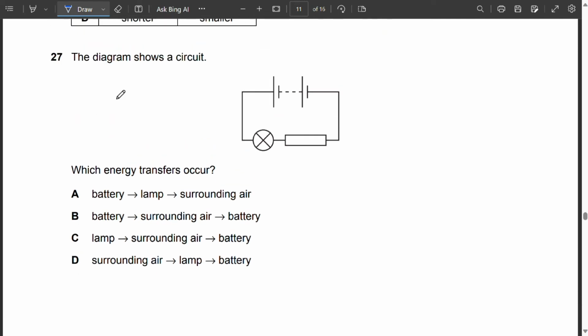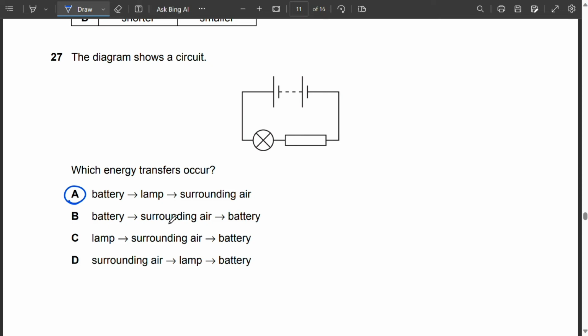Okay, 27. The diagram shows a circuit. You see a circuit. Which energy transfers occur? The energy transfer that is occurring is, you see a battery. From the battery, it is going to the lamp, because the electrical energy from the battery is going to the lamp, and when the lamp is on, it also gets heated up. So its heat is lost to the surroundings. So basically A is the correct one, battery to lamp to the surrounding air.